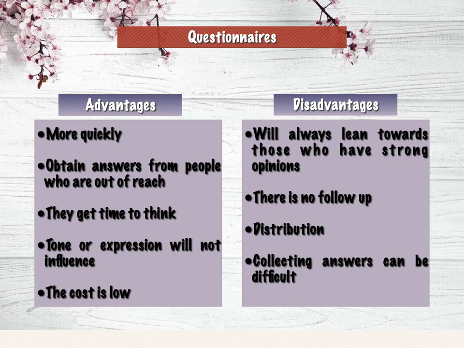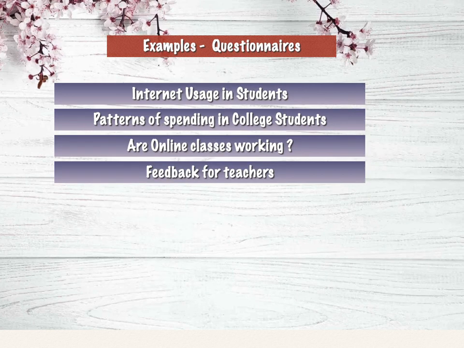And finally, collecting answers can be difficult. Now, this is more or less easy with Google Forms, but there was a time when collecting these answers had become very difficult because you give papers and people will have to submit these papers. Some people will forget it somewhere, some people will not return it promptly. So these kinds of disadvantages are also there with questionnaires. Now let's look at some examples of questionnaires: internet usage in students, patterns of spending in college students, are online classes really working, or feedback for the quality of teachers. So these are some of the examples of questionnaires.